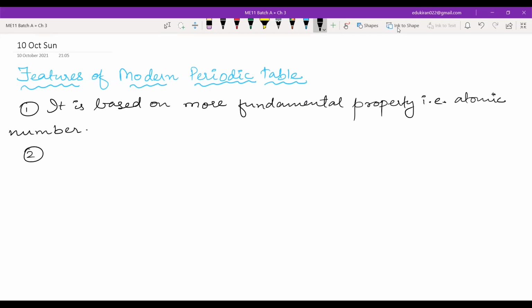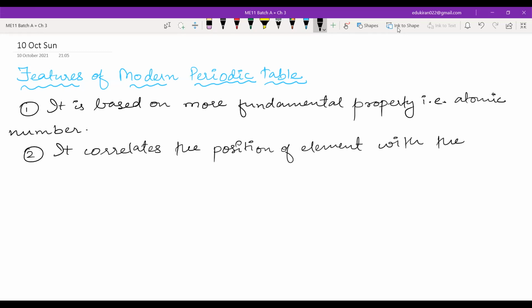Write the second point. It correlates the position of element with what? With the electronic configuration, right? We have seen that with the electronic configuration.